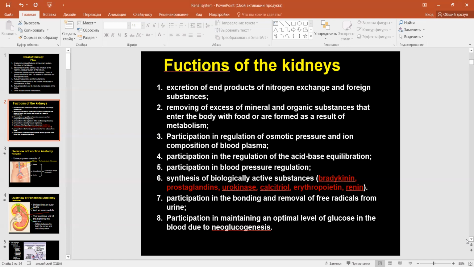Producing erythropoietin, a hormone that stimulates red blood cell production. Producing renin, an enzymatic hormone that triggers a chain reaction important in salt conservation by the kidneys. And the last one is converting vitamin D into its active form.